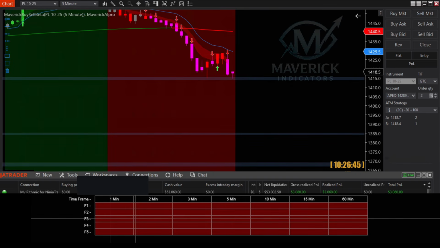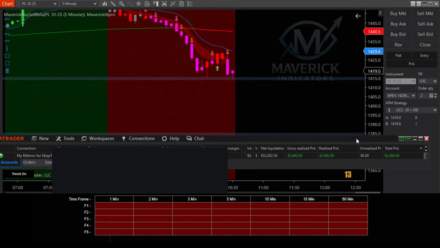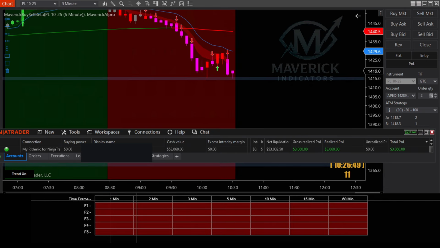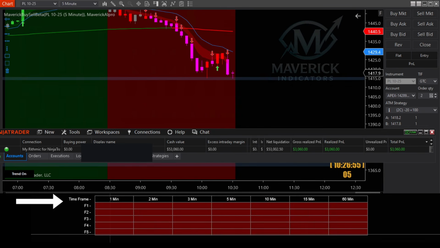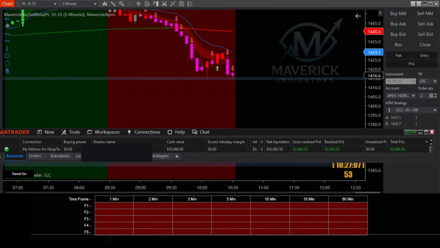On top of that, we were completely red on our Maverick Multi-X, your indicator down here. Six different time frames. Okay, the 1 minute, the 2 minute, the 3, the 5, the 10. Again, you can change these to whatever you want. If you want the 1 hour, the 2 hour, the 3 hour, that's fine. You can change those.